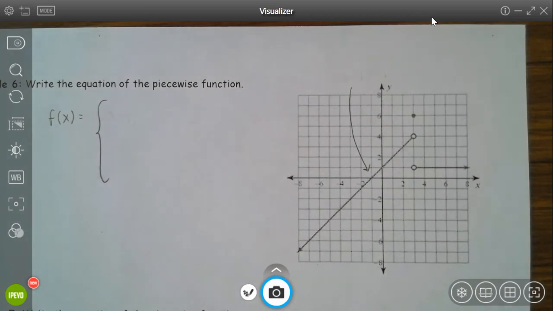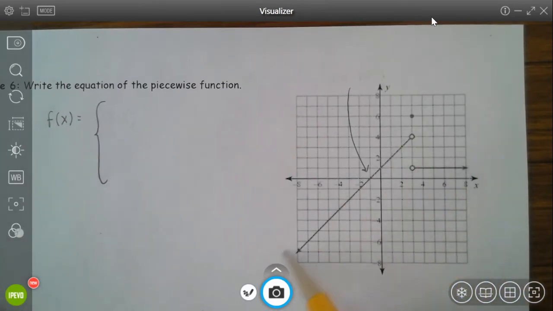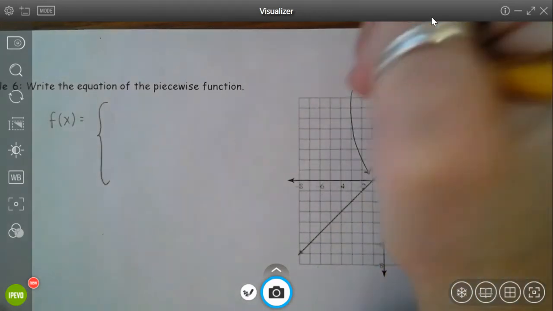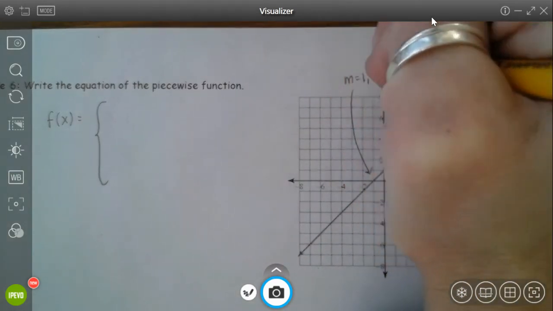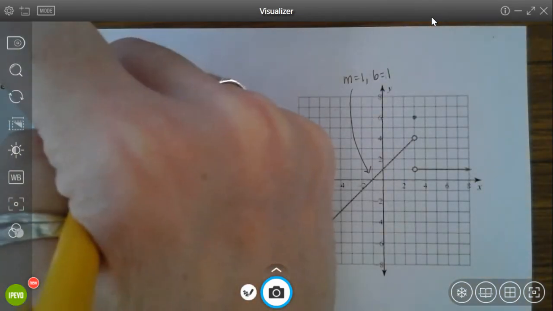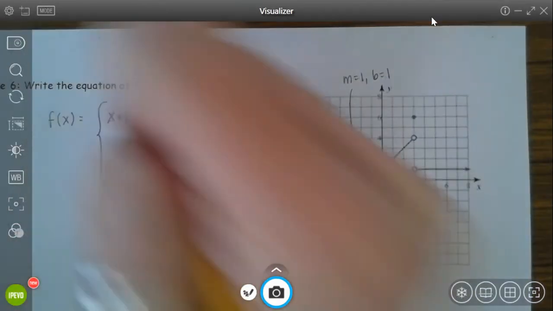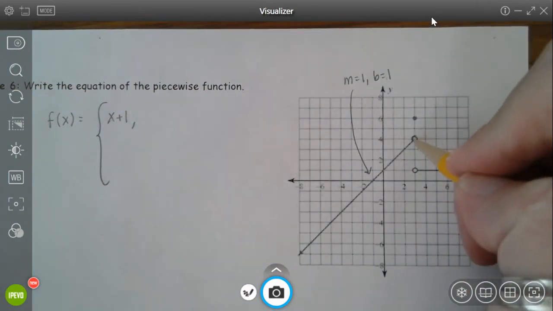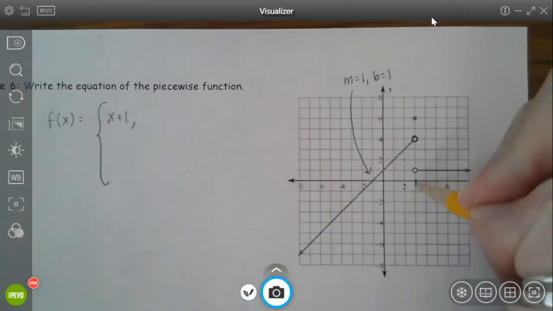Okay, so let's finish going over the examples from class today. So we want to look at this graph and we want to write an equation of this piecewise function. So we started looking at this left branch here, and I believe we said that the slope was 1 and the y-intercept was also 1. So our equation over here would be x plus 1, and our x value here would be a positive 3.